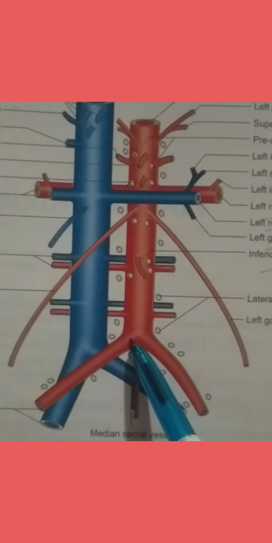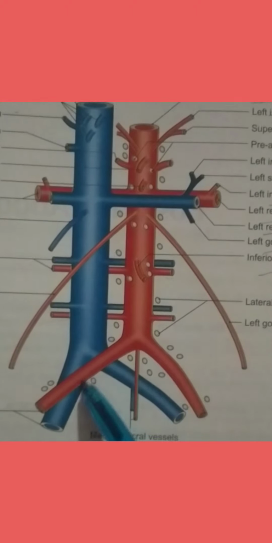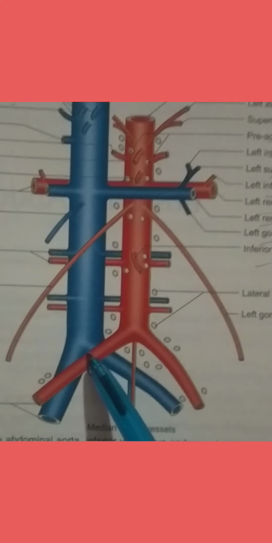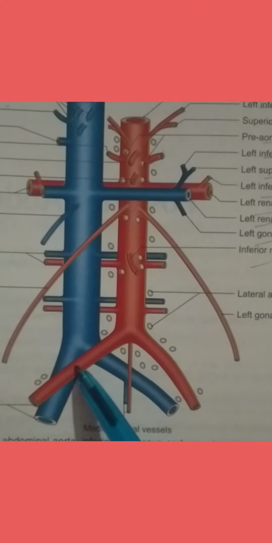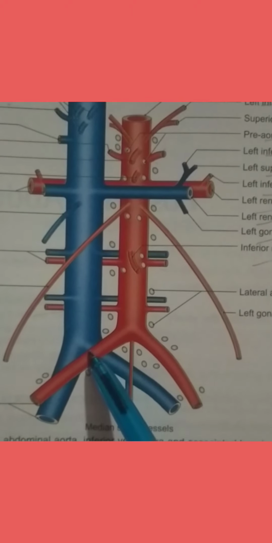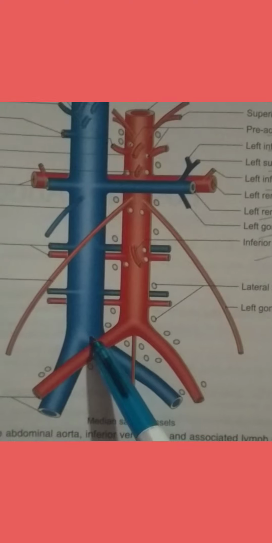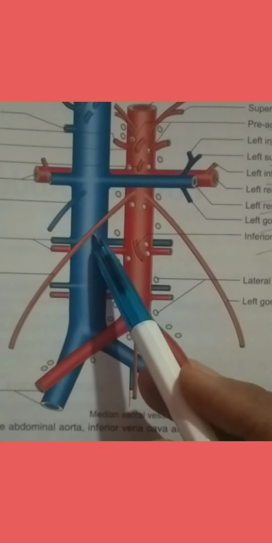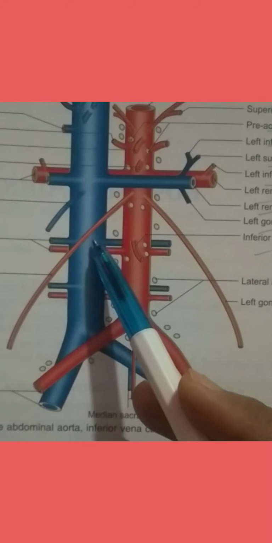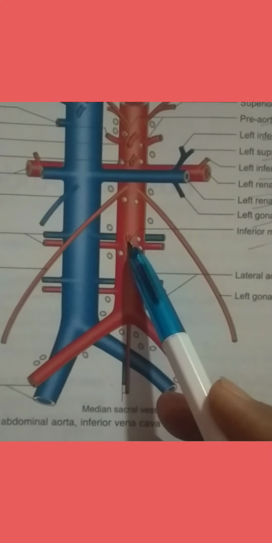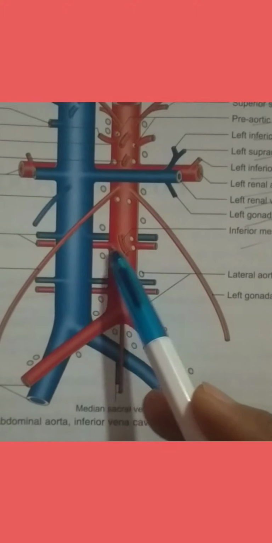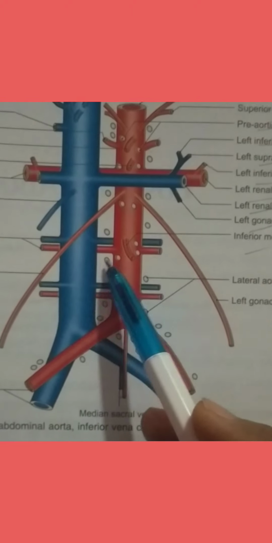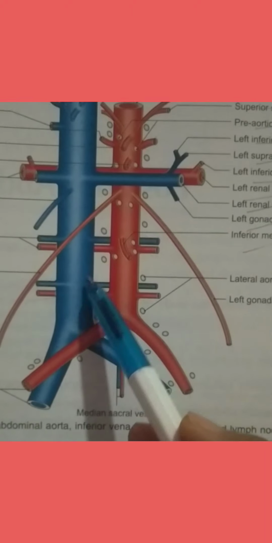The aorta ends at the level of the L4 vertebra, and the IVC arises at the level of the L5 vertebra. It is formed by the union of the right and left common iliac veins. Then it ascends upwards in front of the vertebral column. Behind is the vertebral column, and it runs on the right side of the aorta. The aorta is on the left side of the IVC.